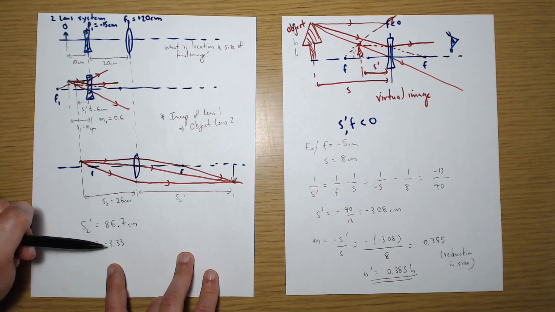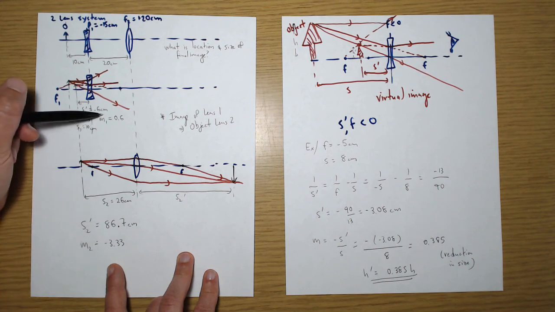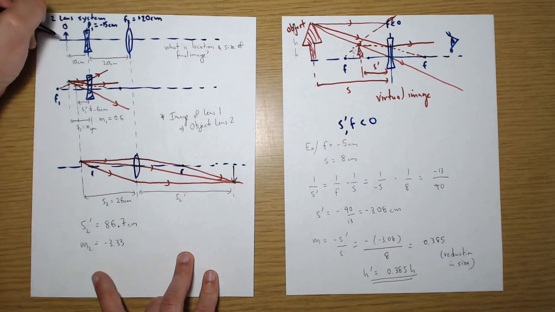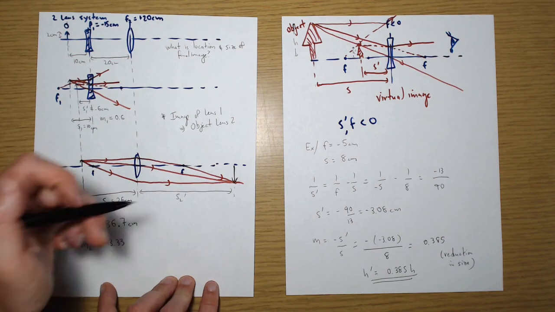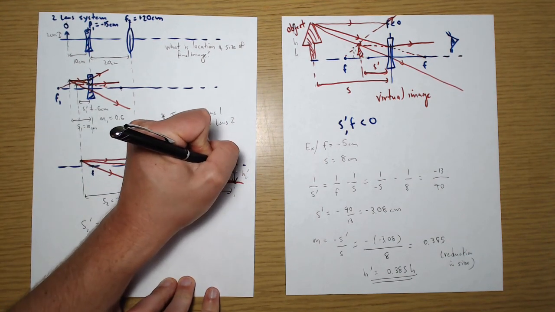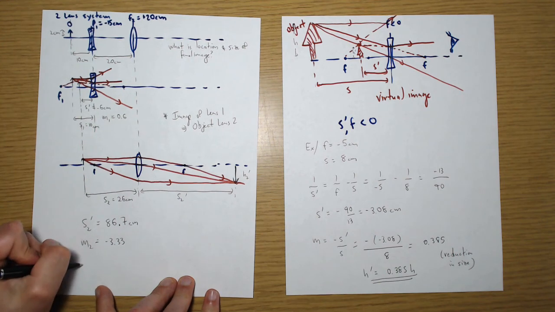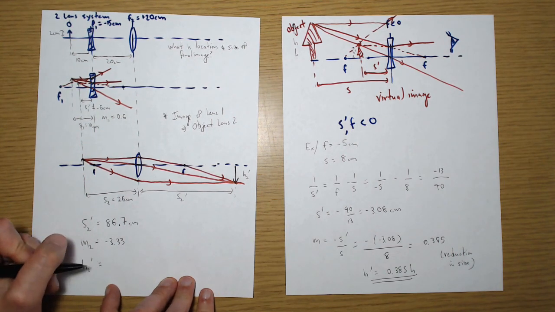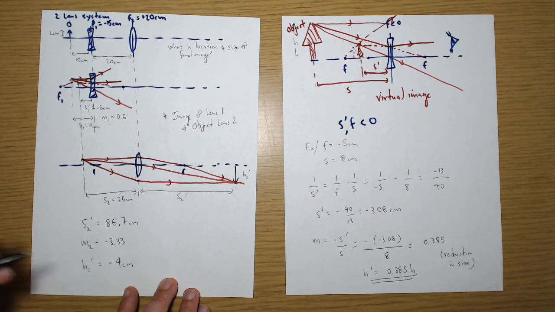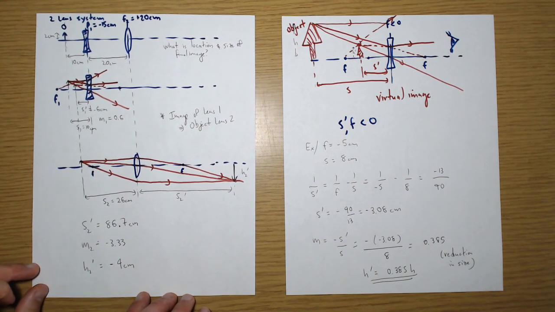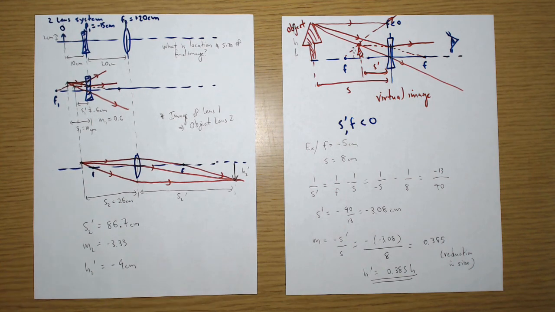Okay, so if I multiply these two together, that actually will give me my total magnification, but let's say that this object originally had a height of 2 centimeters. Well, the final height, we're going to call this H2 prime. What does H2 prime equal? H2 prime equals -4 centimeters. All right, so that takes us then to the end of our discussion regarding lenses.